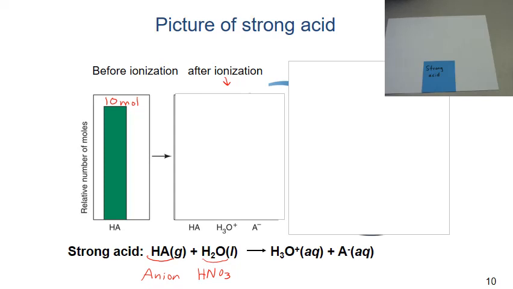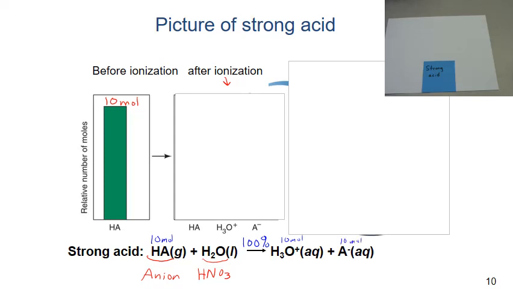Okay, thanks for drawing the picture. Remember, a strong acid ionizes to 100% completion. And so if we have 10 moles of HA present, based on the stoichiometry of the reaction, there would be a 1-to-1 ratio with H3O+. There would be 10 moles of H3O+, and there would also be 10 moles of A-, since it's a 1-to-1-to-1 mole ratio.